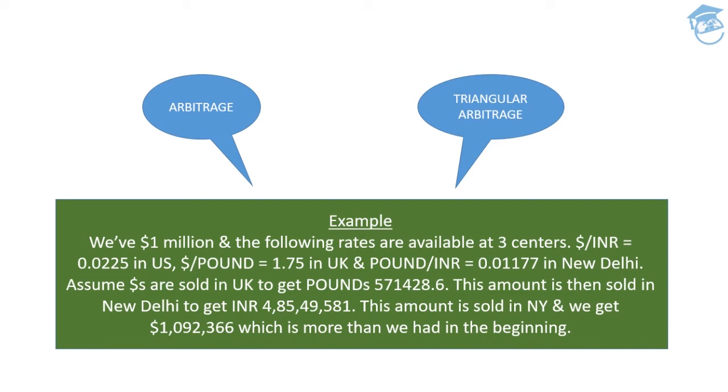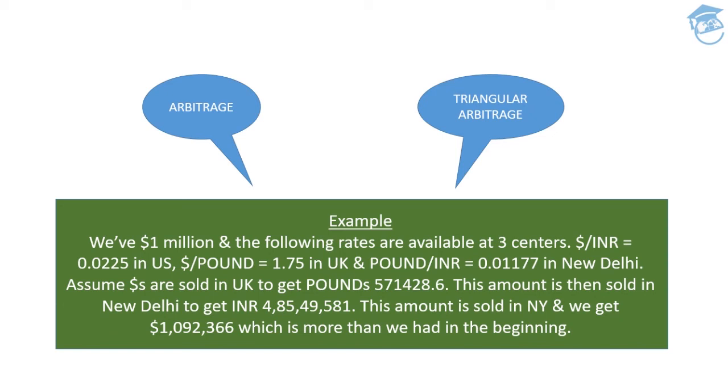So let's suppose we have got $1 million, and the rates which are available to us in three different centers are dollar to INR is 0.0225. Remember guys, this quote is being expressed in indirect quote. Why? It's dollar per INR. I am living in India, so for me the domestic currency is rupees. Since I am quoting the number of dollars per 1 INR, this will be an indirect quote for me in India. So it is 0.0225 in US.